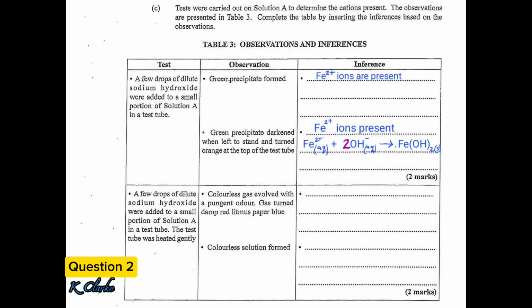Inference for the first observation is that ammonia gas is produced. Also, there are ammonium ions present. The equation would be ammonium ions aqueous plus hydroxide ion aqueous to produce ammonia gas and liquid water.